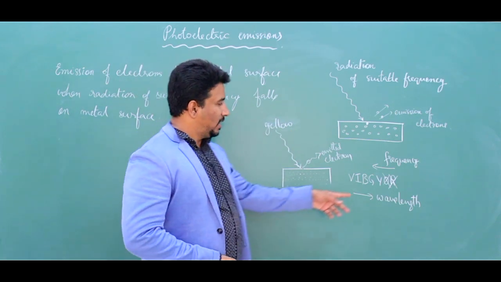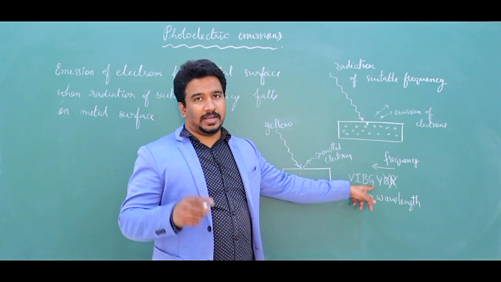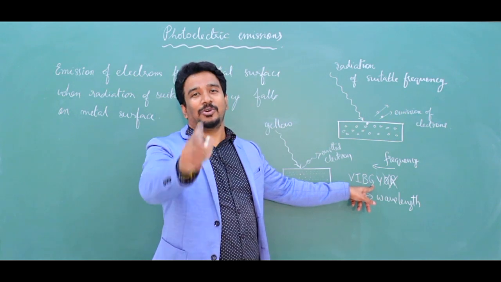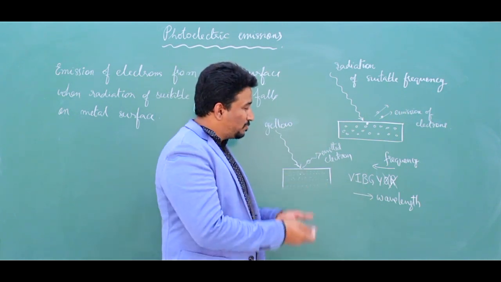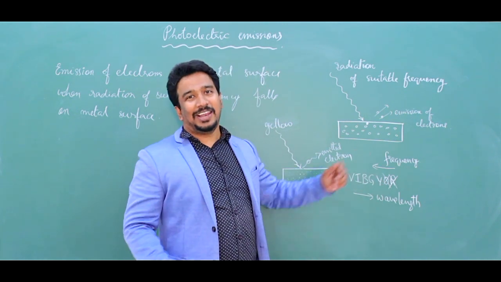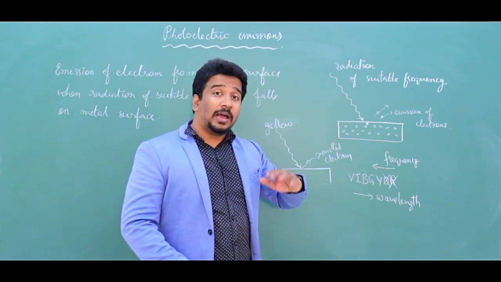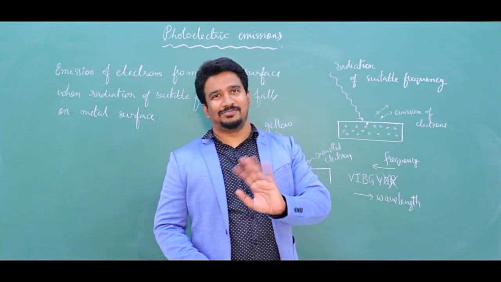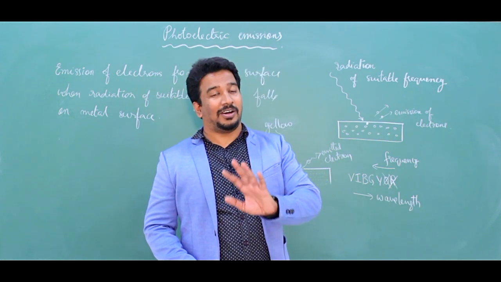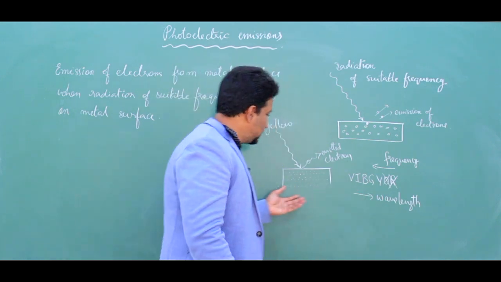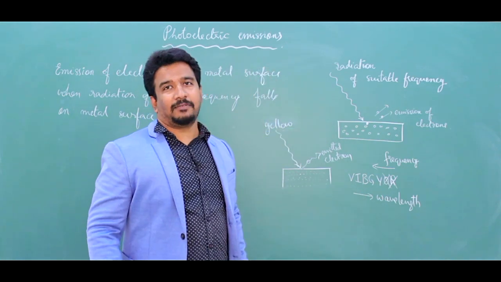Sir, if we make green light fall on the surface, is there an emission? Definitely you are going to have emission. Why? Because it has more frequency than yellow. For blue it will also happen because it is more than yellow. Below yellow, for orange and red, for those frequencies there won't be emission. So this is about suitable frequency.